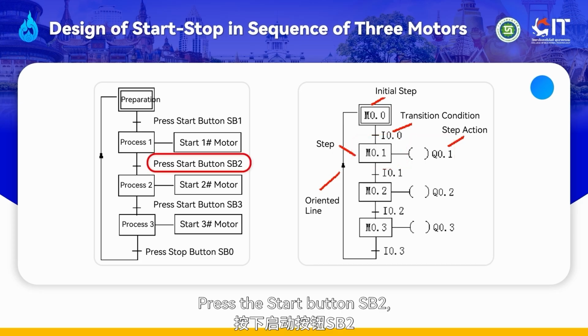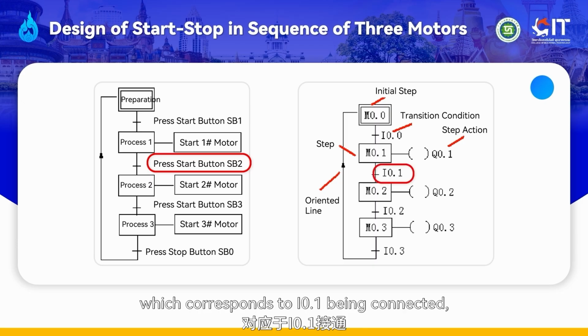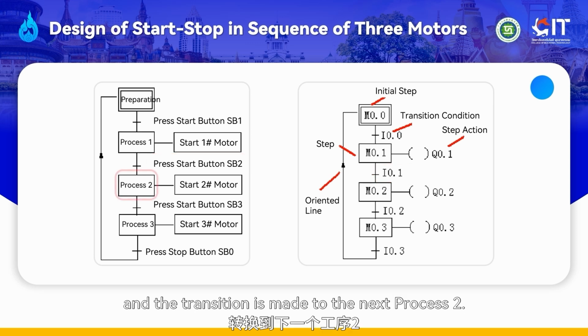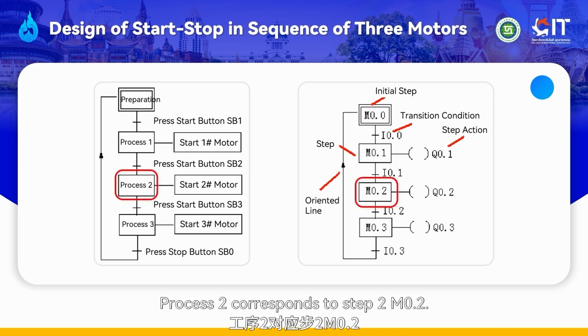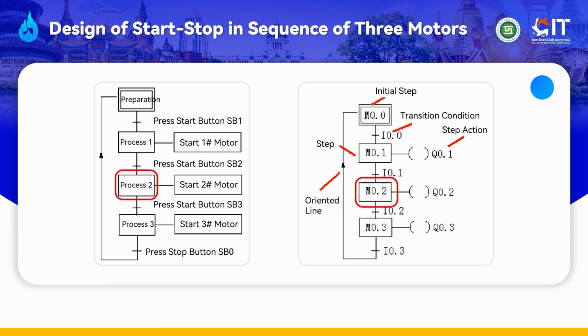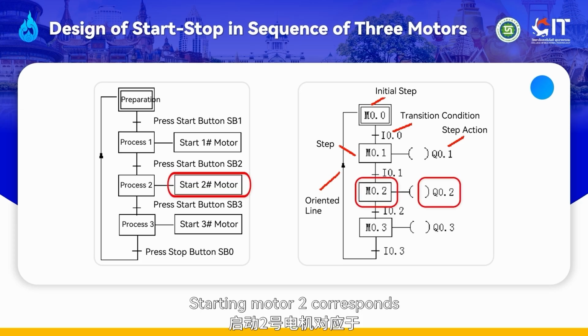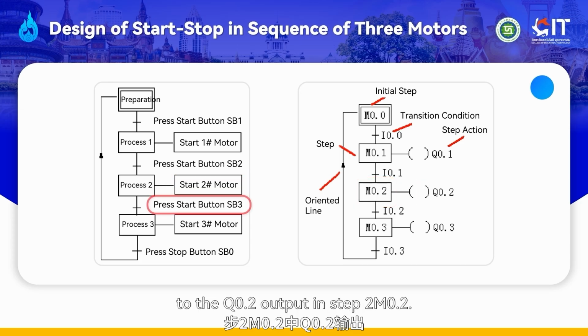Press the start button SB2, which corresponds to I0.1 being connected, indicating that the transition condition is met and the transition is made to the next process 2. Process 2 corresponds to step 2 M0.2. At this point, M0.1 is reset to 0, step M0.1 is inactive, and M0.2 is set to 1. Step 2 M0.2 becomes active. Starting motor 2 corresponds to the Q0.2 output in step 2 M0.2.